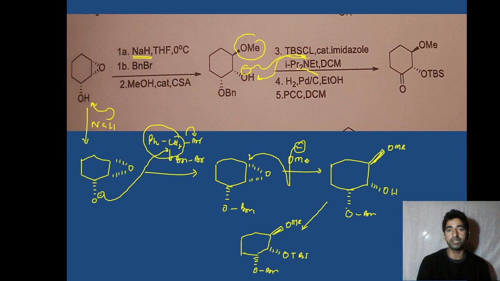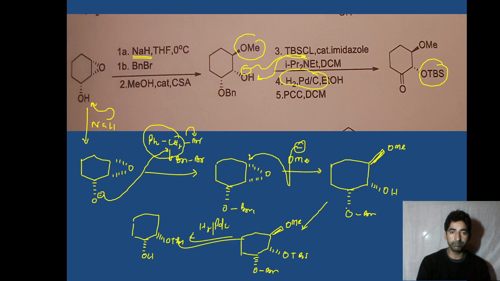What is the function of this reagent? The function of this reagent is to deprotect Bn. So it is treated with H2 Pd/C. H2 Pd/C deprotects this Bn, so we can get OH back. It does not deprotect OTBS. That's why OTBS is over here. It is not deprotected. The OTBS is deprotected by TBAF. So we have OH which comes back, and over here we have OTBS, and we have OMe.